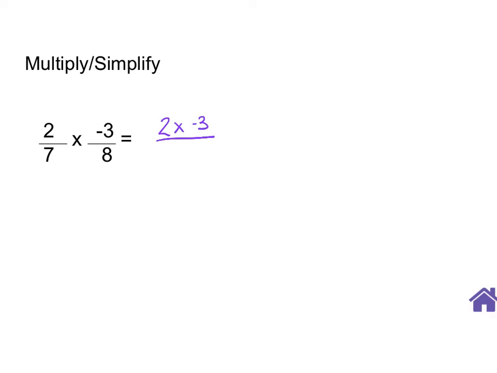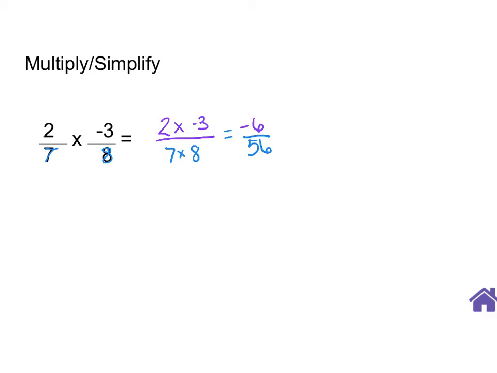And then I would multiply my denominators together. So I have 7 and 8, right? So 7 times 8 is 56. And then 2 times the -3 is -6. All right, so I multiplied straight across. Now I just need to simplify.